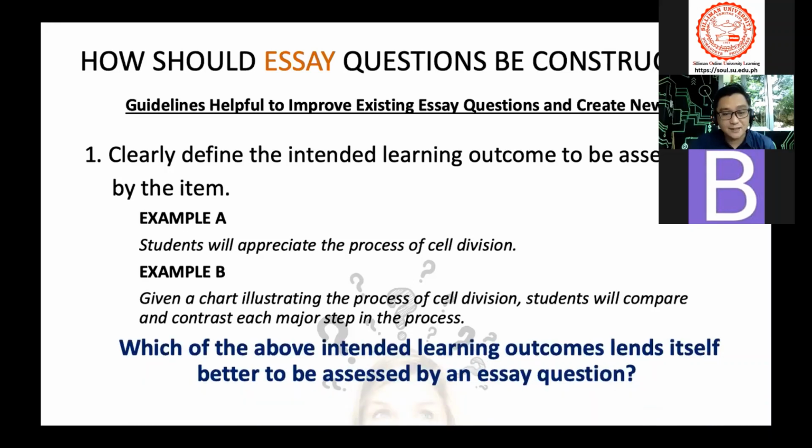Now, which of the above intended learning outcomes lends itself better to be assessed by an essay question? I bet you would go for letter B, right? You know, specific intended learning outcomes are crucial to designing effective essay questions. Okay, I think I have mentioned that even earlier on. Okay, let's proceed to number 2.